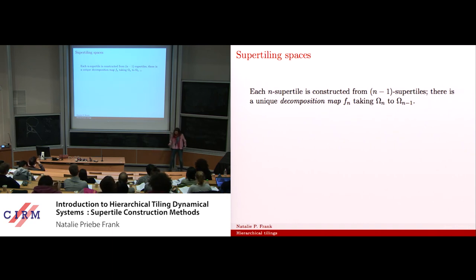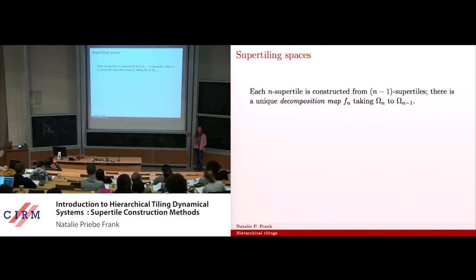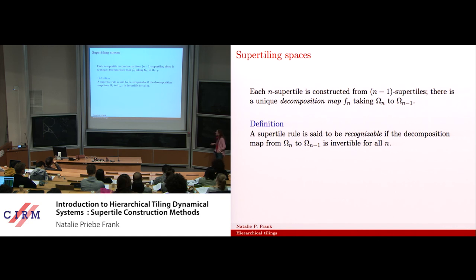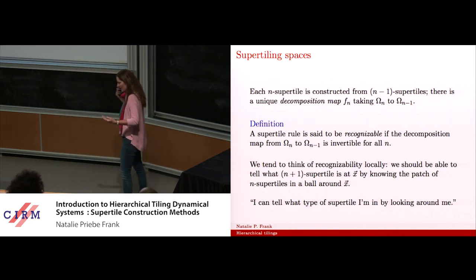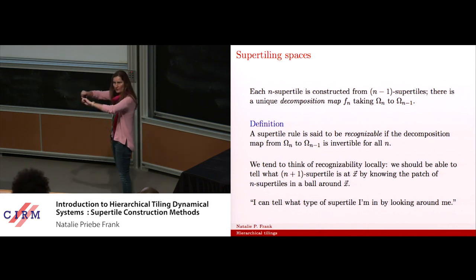Right, so of course, you can always go from the n supertiles to the n minus 1 supertiles, and all the way down to the prototiles unambiguously. But the question of whether you can go backwards is what recognizability is about. So one way to define recognizability is a sort of global definition which says that a supertile rule is recognizable if when you go from the n supertiles to the n minus 1 supertiles, it's possible to go back. But the way that you think about it is more local than that. I'm standing in my tiling, I look around at my n supertiles around me, and I go, oh, well, then I should draw this n plus 1 supertile.